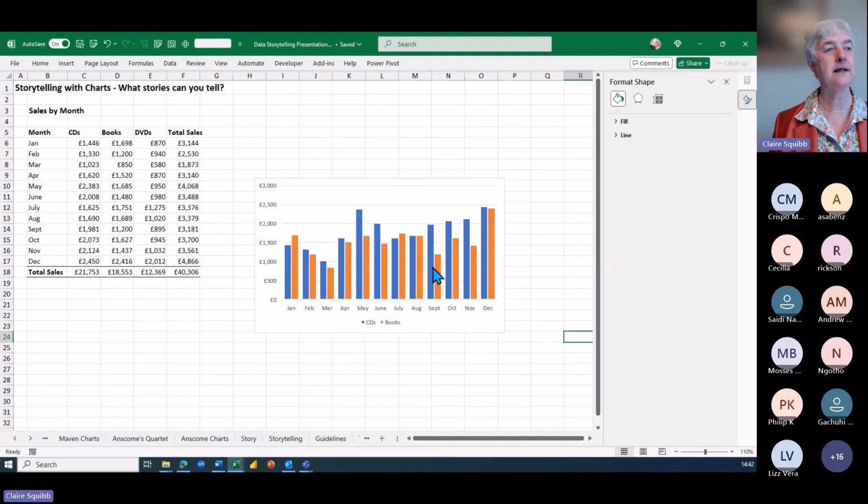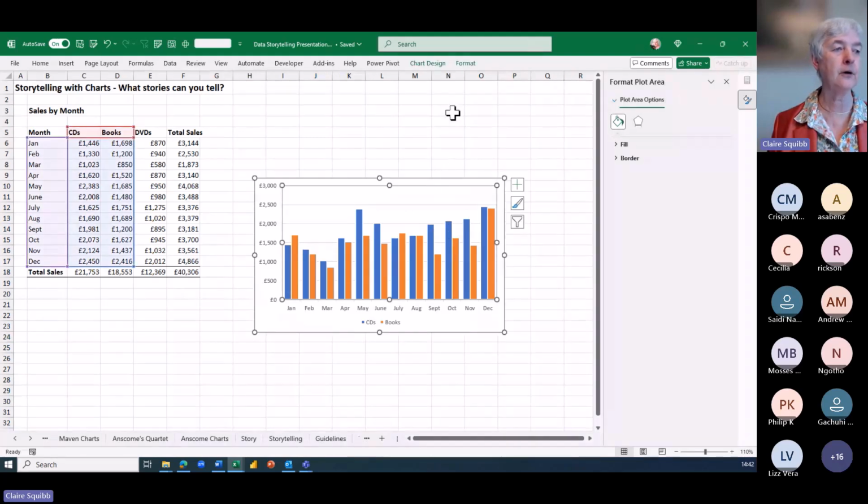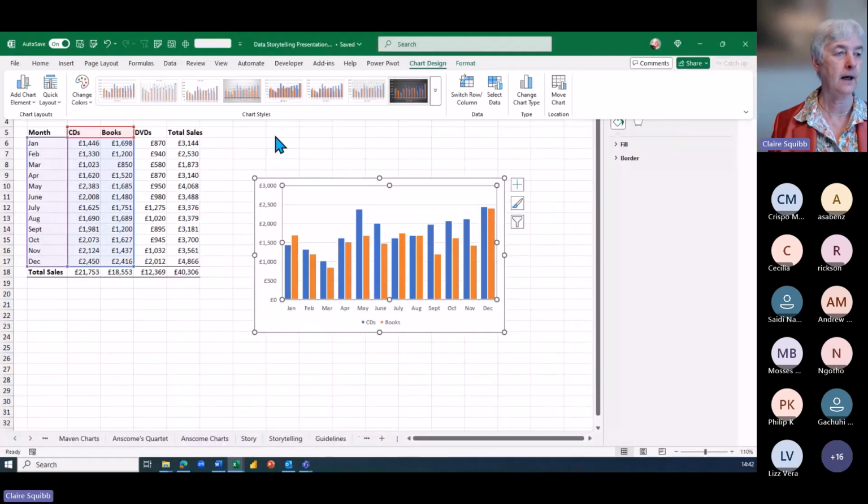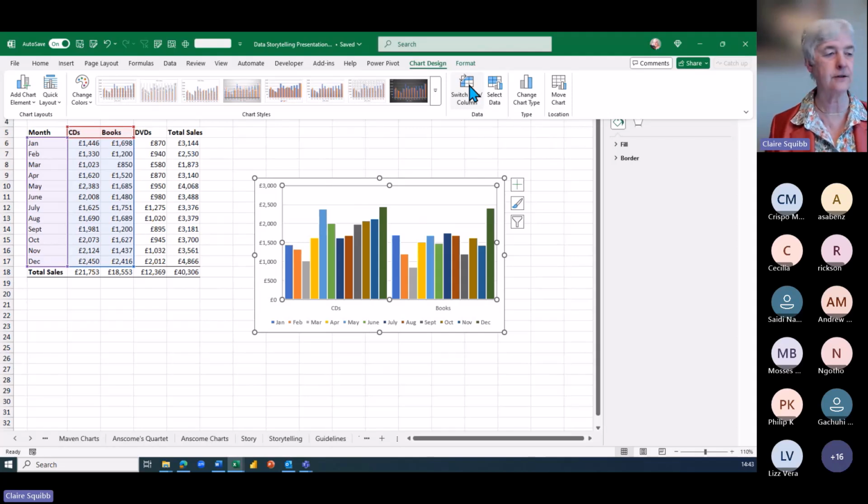Now, one of the nice things I like to play with a chart is switching row and column. That's a very quick and easy thing to do in Excel, and it allows you to see your data a different way. Now, on this occasion, I would say that's too complicated. We've got 12 bars for CDs, 12 bars for books. If I put DVDs in, we'd now have 36 bars on there. So that's really too complicated.